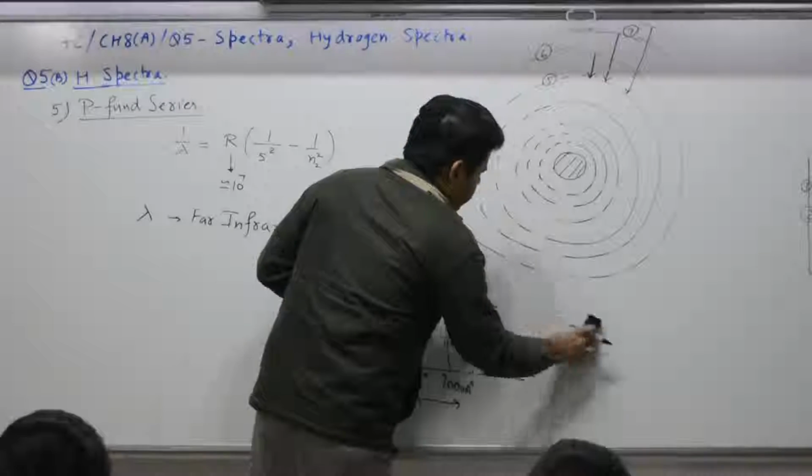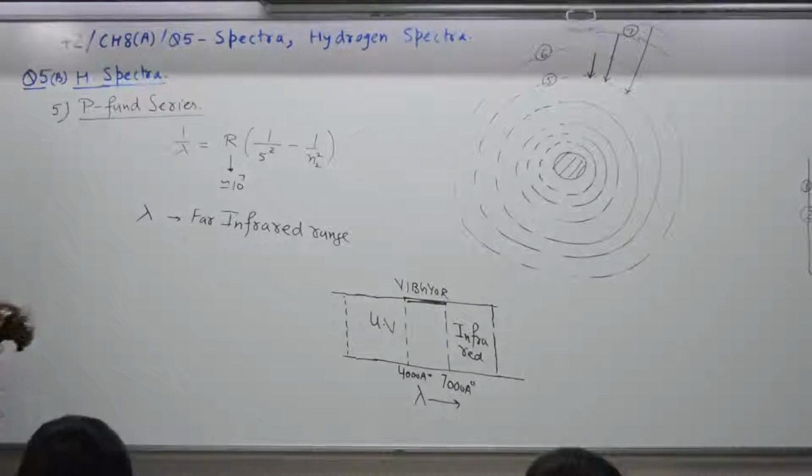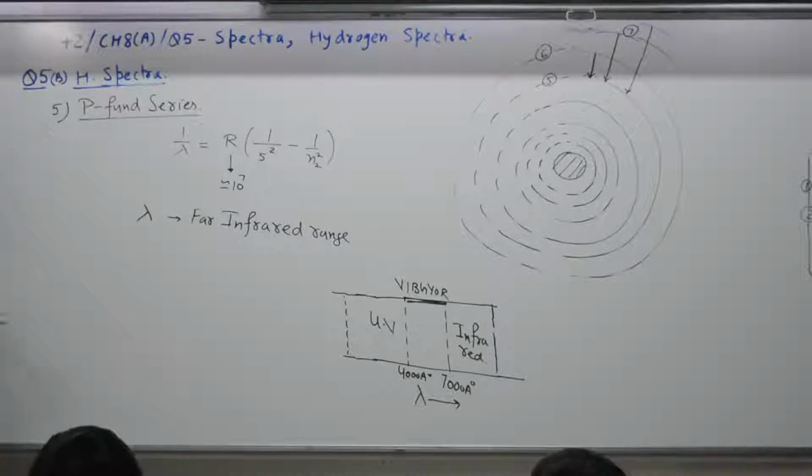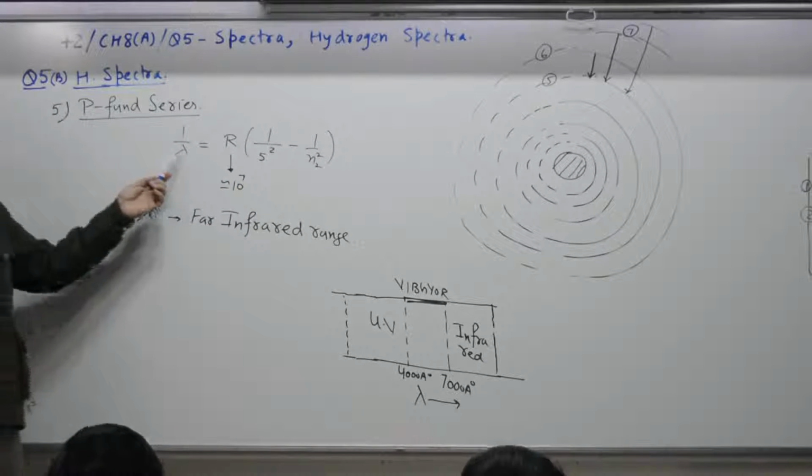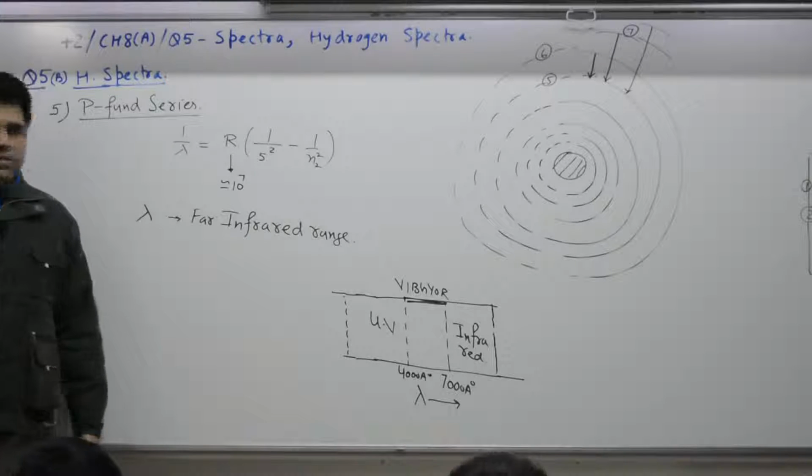2 minutes with you to write. Pfund series, jump is to the fifth level. Formula is 1 by lambda is equal to R times 1 by 5 square minus 1 by n2 square.